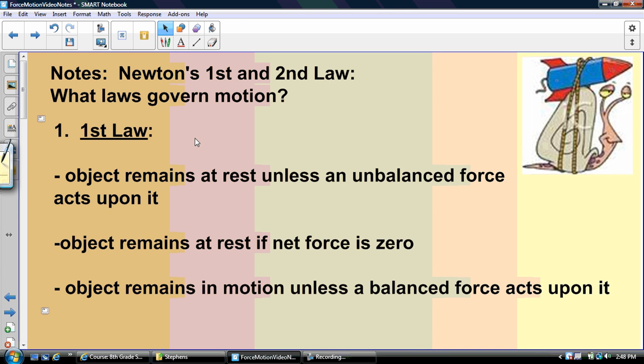Remember, if net force is zero, forces in opposite directions are the same, so we subtract and that will get us zero. An object remains in motion unless an unbalanced force acts upon it. So an object's going to continue moving unless the forces equal each other in opposite directions, and then it'll stop moving.